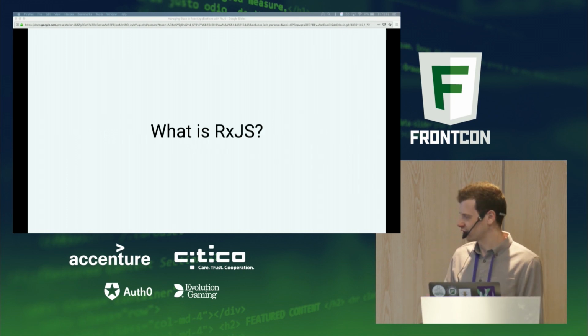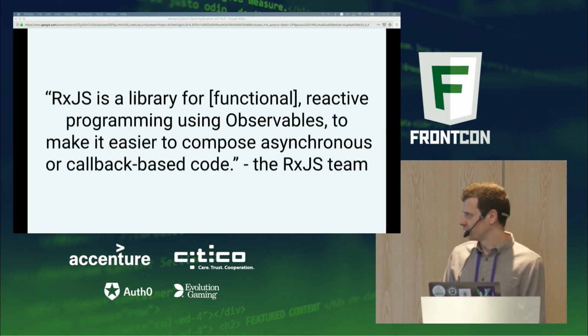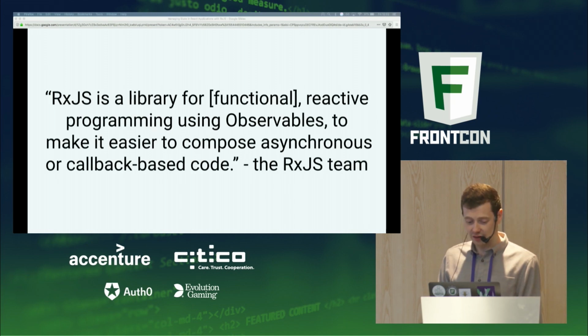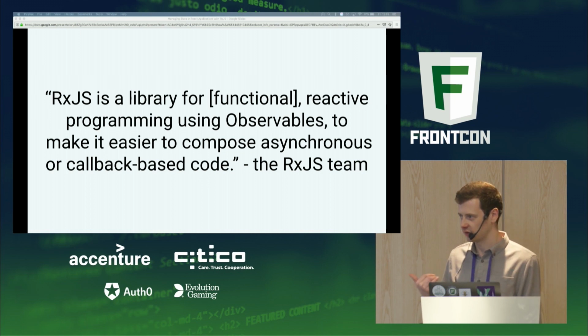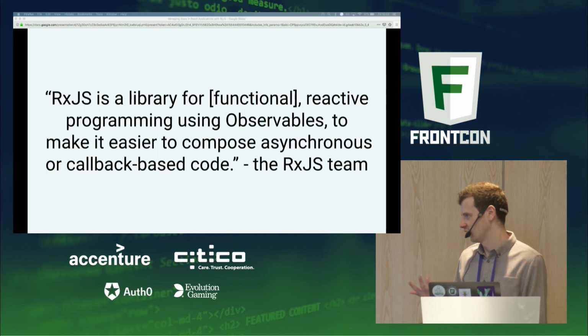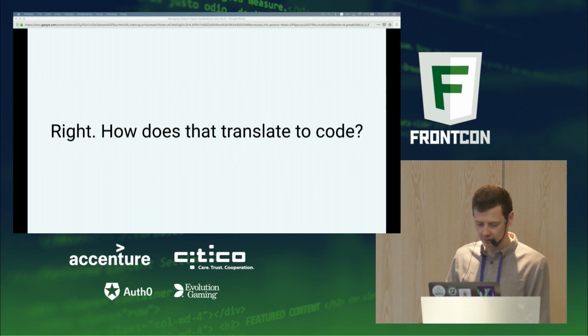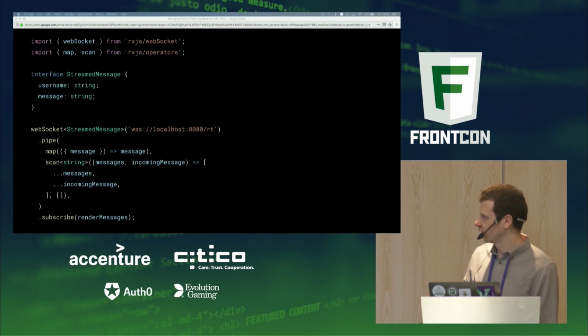What even is RxJS? So, RxJS is a library for functional reactive programming using observables to make it easy to compose asynchronous or callback-based code. And that's a quote from the RxJS official documentation, so, you know, I'd go with that. Okay, but how do those words translate into actual code? Well, let's take a look at a simple example I cooked up.